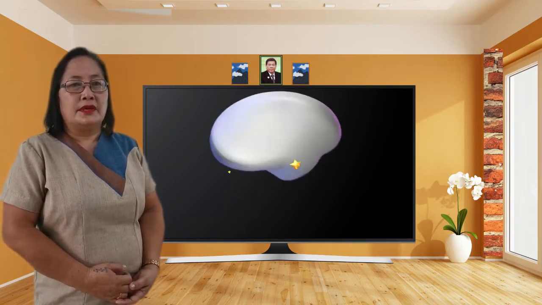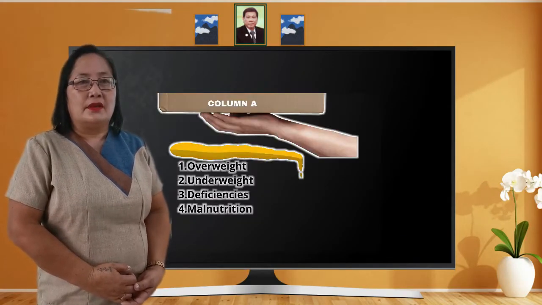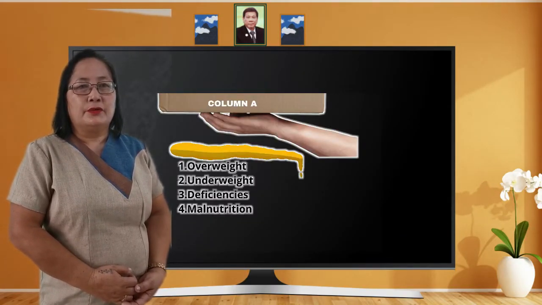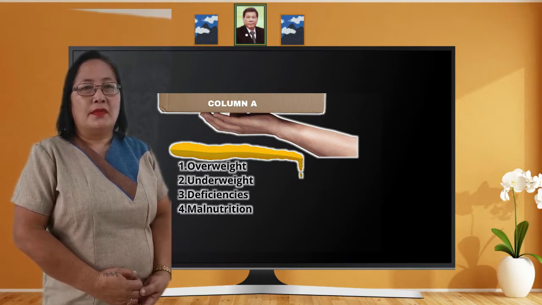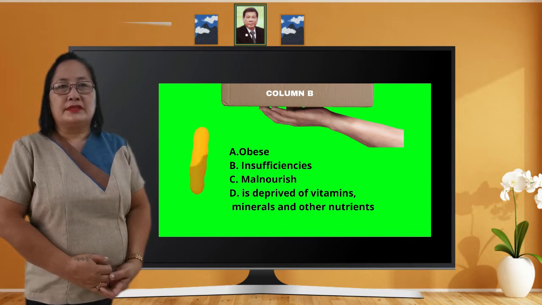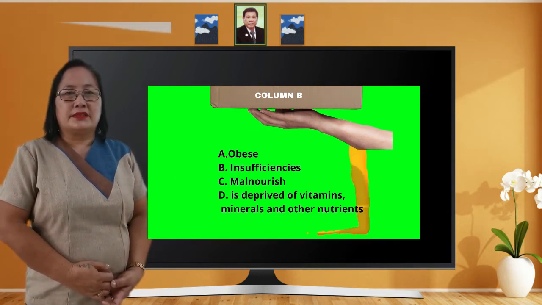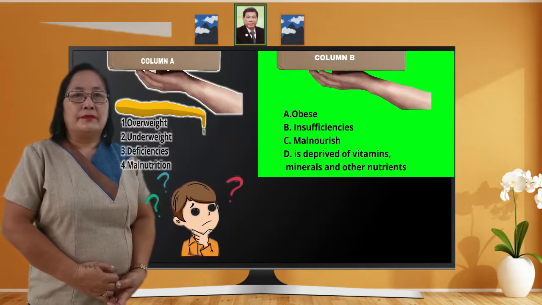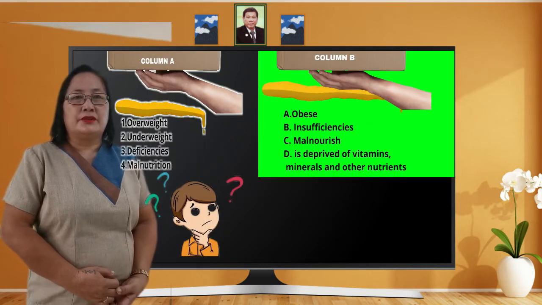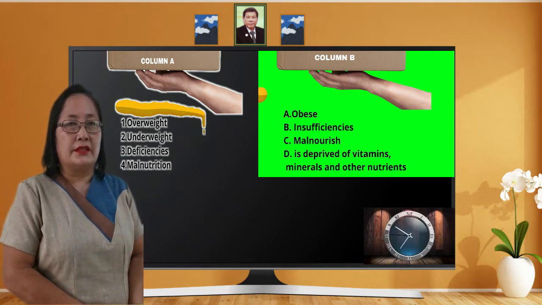Matching time: match the words in column A to column B. Column A: overweight, underweight, deficiencies, malnutrition. For column B: A, obese; B, insufficiencies; C, malnourished; D, is deprived of vitamins, minerals, and other nutrients. I will give you 2 minutes to answer this activity.